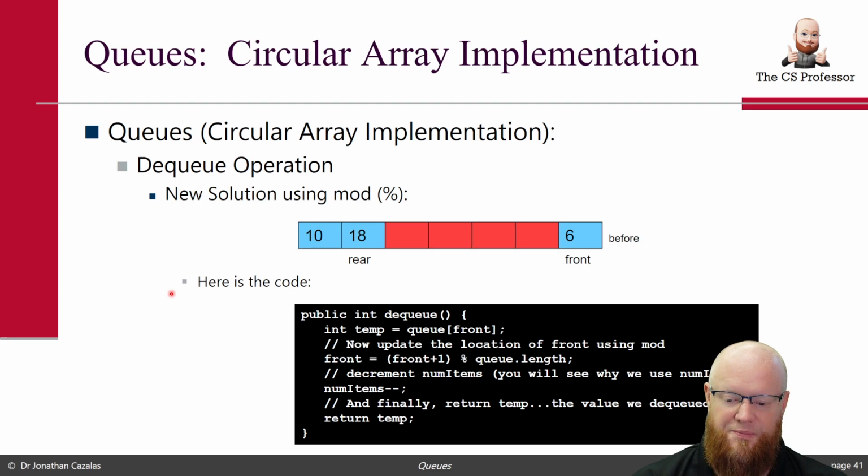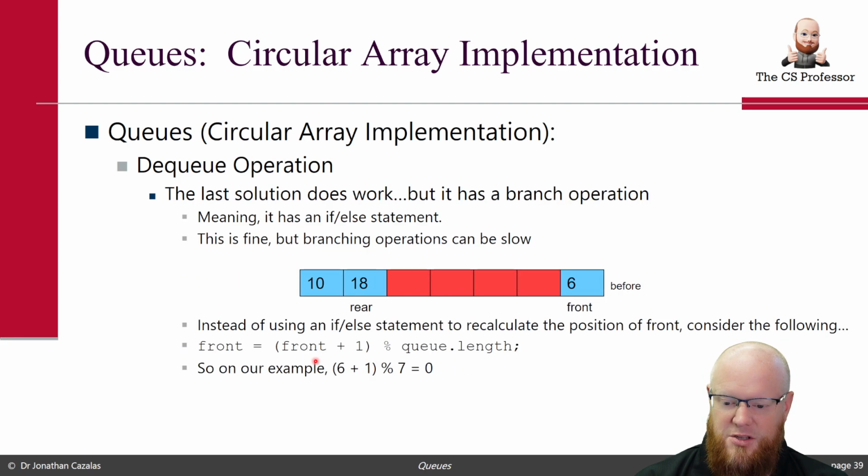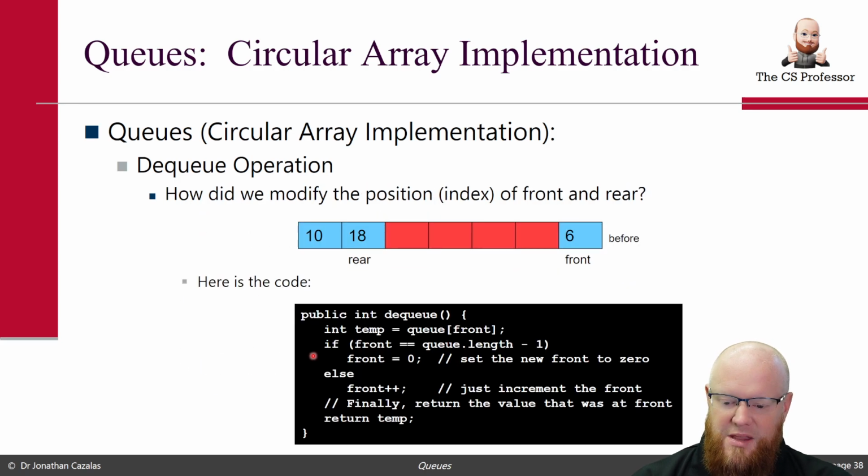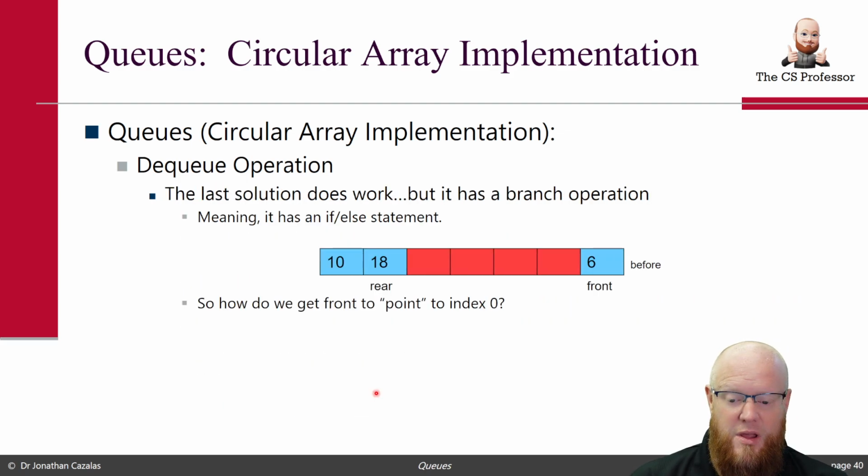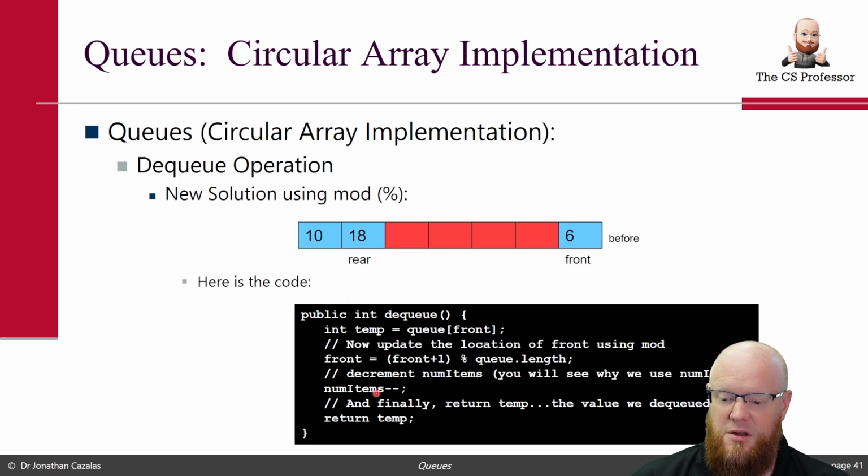And here is the code. So instead of using an if-else statement, we can actually just use mod. So we have this one line of code right here where we're updating our front. Whereas if I go back to where we were previously, to update the front, we required 4 lines of code. We said if the front is equal to the length of the queue minus 1, set front to 0, else we increment our front. But now if we use mod in this intelligent fashion, we have one line of code that updates our front.